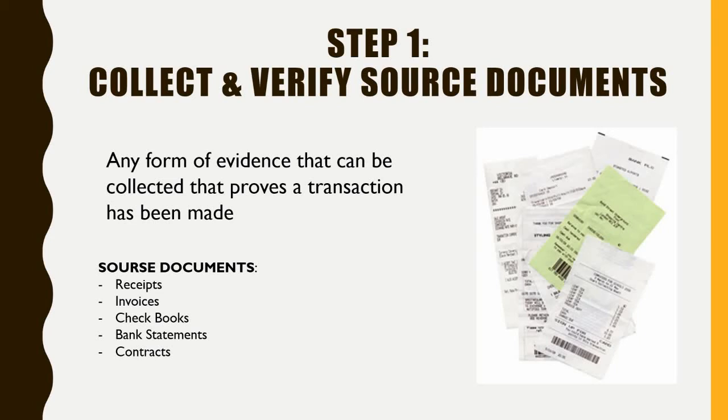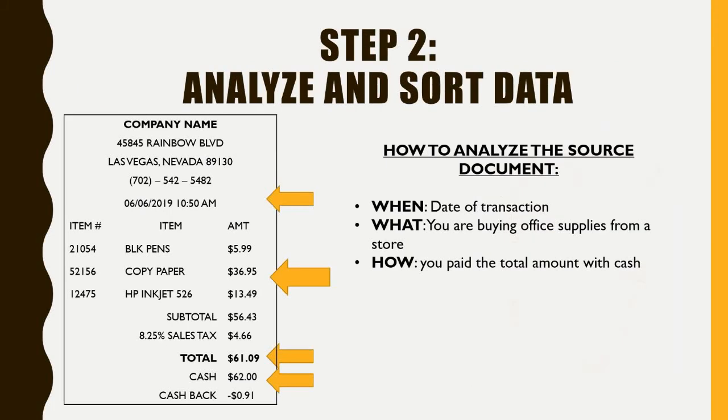Okay? All right, so step number two is how to analyze your source document and sort the data. Here I made a little fictitious example for you to understand how to analyze your source document. Again, this is a receipt from, I believe, some random company I just made up. I think we bought supplies, right?